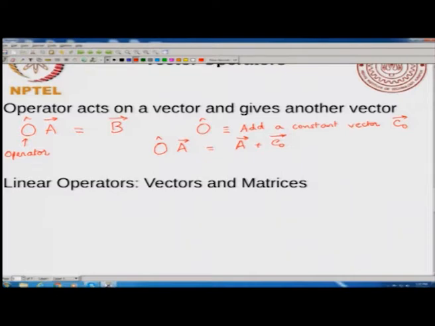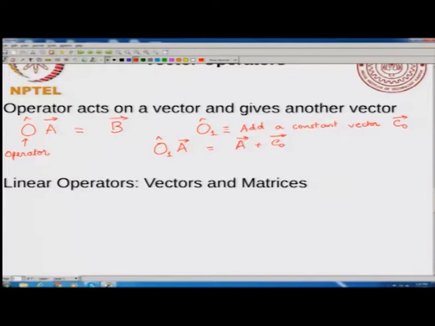Now A plus C0 is also a vector, in the same vector space. So that is how this operator works, and for convenience I will call this O1. You could have many different kinds of operators.